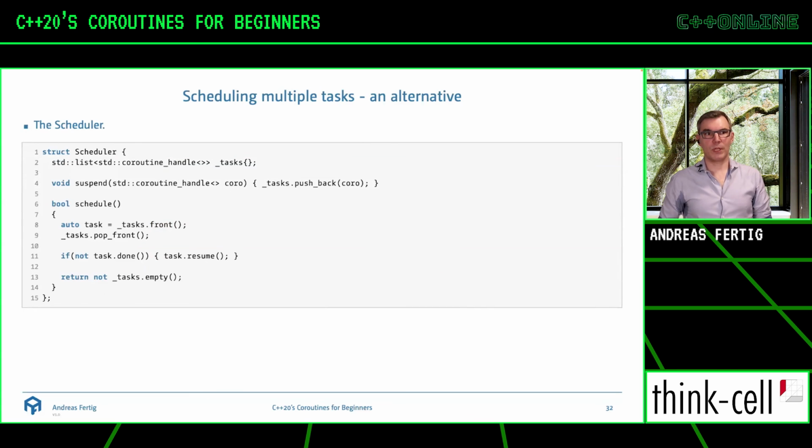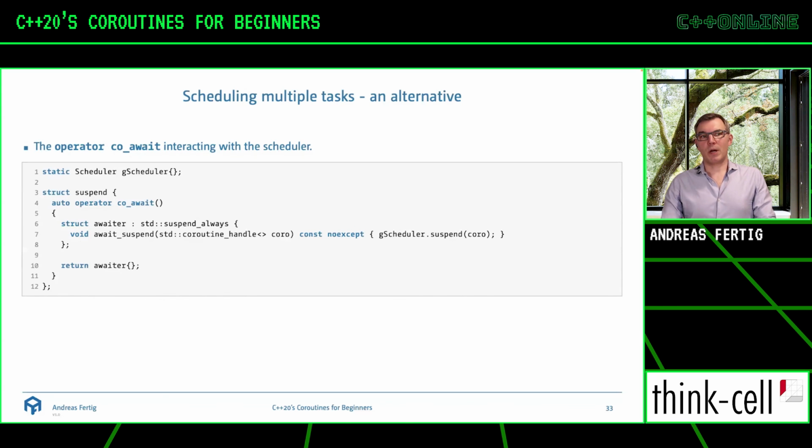My scheduler looks a little different, but nothing really has changed. I have still a std::list of coroutine handles, of void coroutine handles called tasks. I have this new member function suspend. It's just to make things a little easier. That one takes a coroutine handle and it pushes it back to the task list. Schedule is as before. I'm grabbing the first task in the list, checking whether it's resumable. If so, I do resume it, and I return whether the list is empty. So my entire tasks are finished doing their work or not.